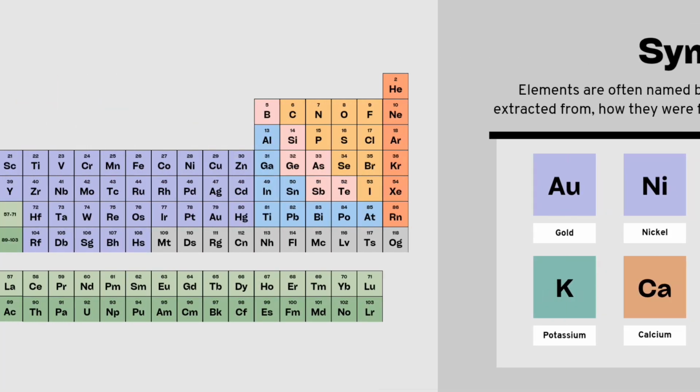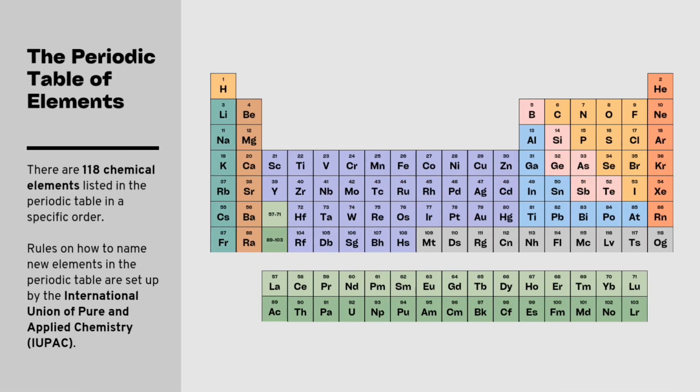Now we would learn about the periodic properties of elements. There are 118 elements listed in the periodic table in a specified order. Rules on how to name new elements in the periodic table are set up by the International Union of Pure and Applied Chemistry, that is IUPAC.